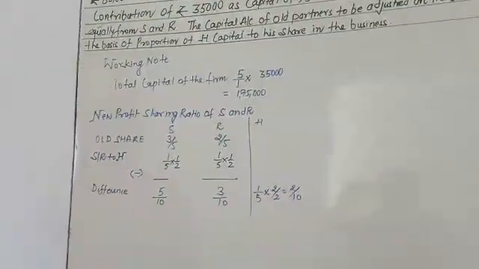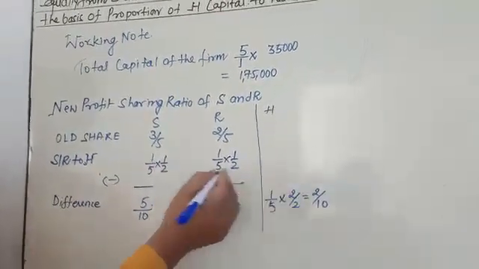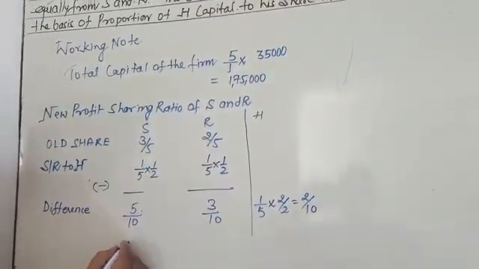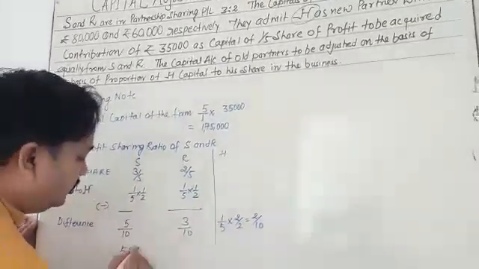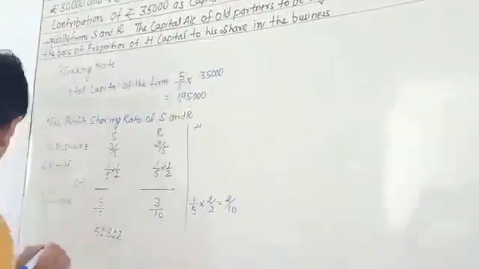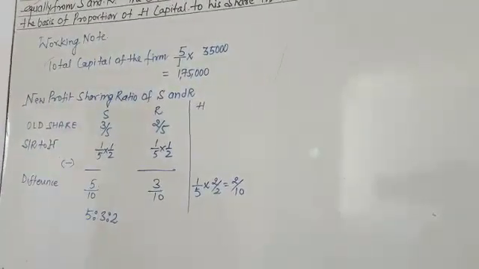So the new profit sharing ratio is 5:3:2. Okay, new profit sharing ratio of 5:3:2. You have to keep it in mind. Okay, I am going to erase this one.